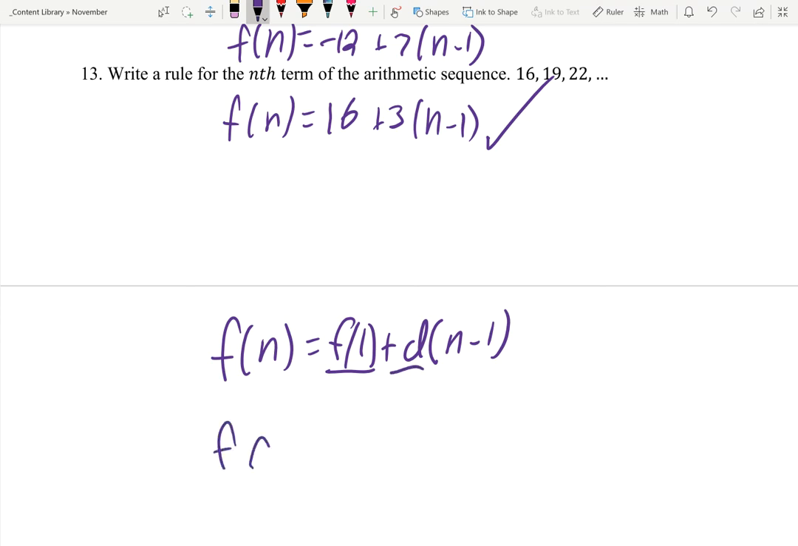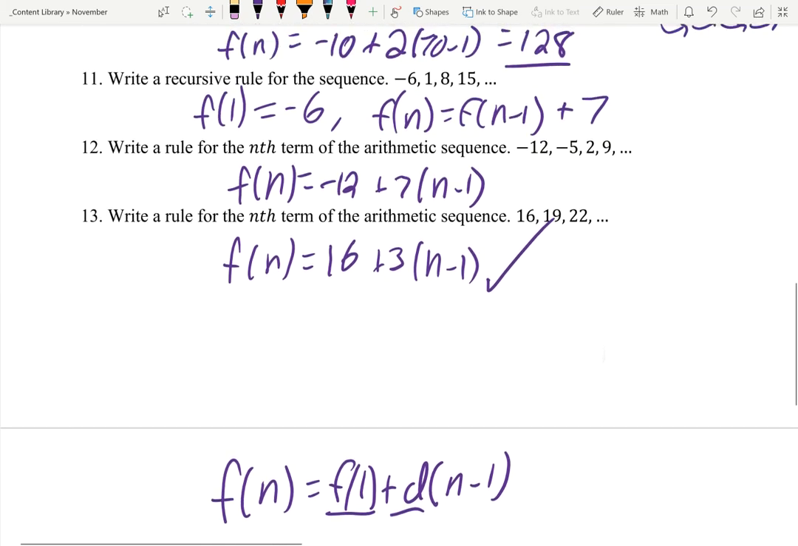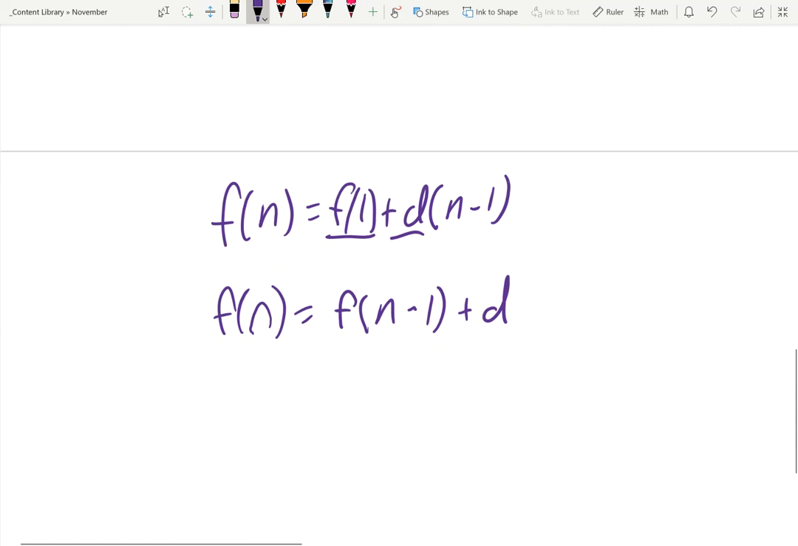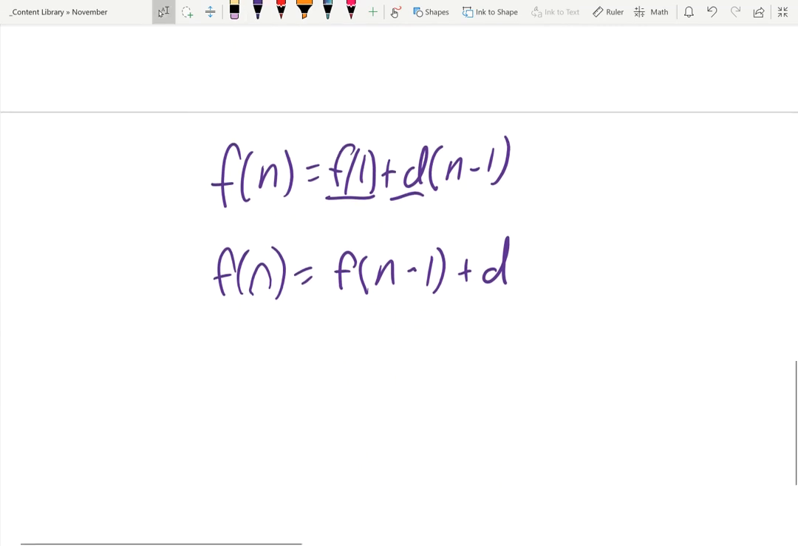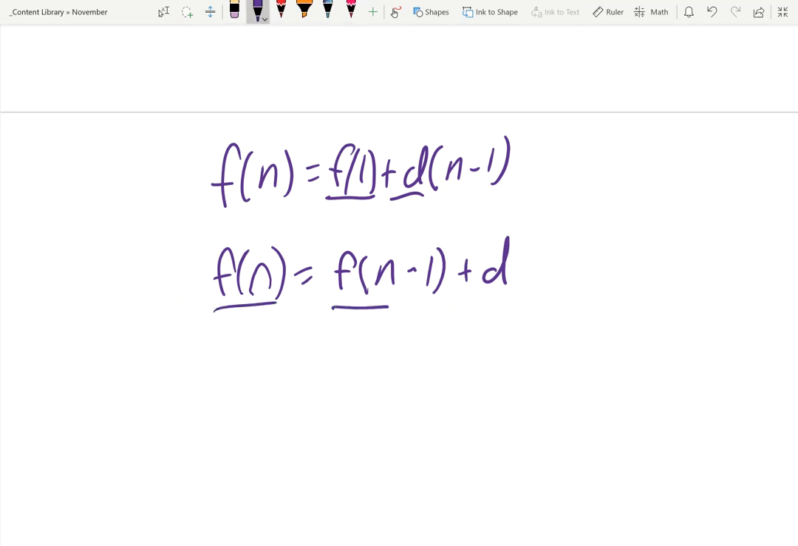The other one to keep in mind is the recursive one, which is f of n equals f of n minus 1 plus d. This one is used a little less often, but sometimes it asks for it, like it did in number 11 and like it did in number 1. Number 11 and number 1 ask for the recursive rule, so just be mindful. It's a very simple formula. You're always going to keep f of n minus 1. That part of the formula will never change. The only part that will change is the number you add here at the end. So keep that in mind.